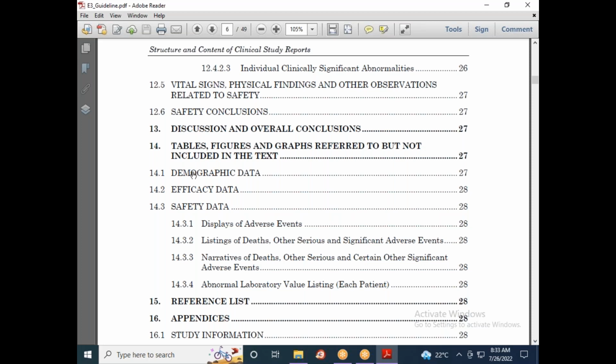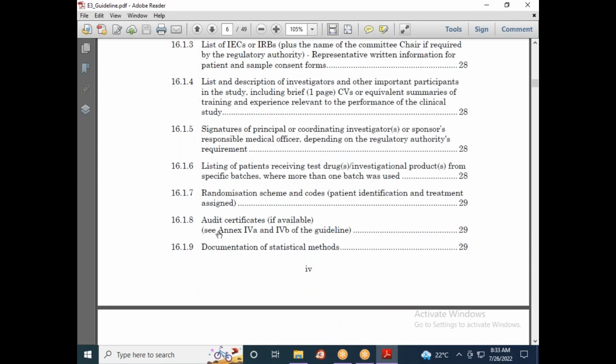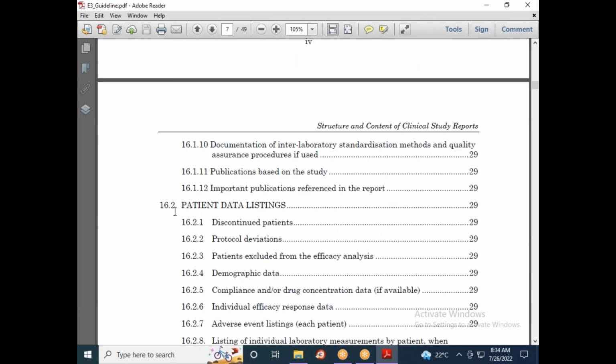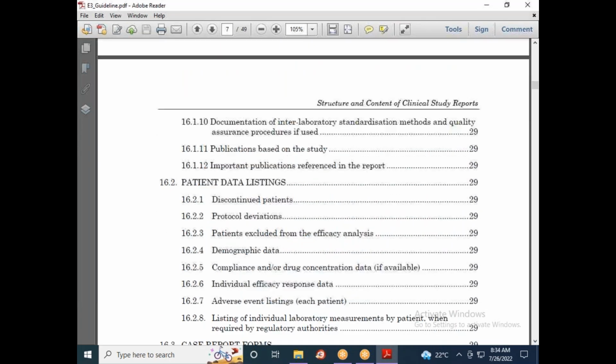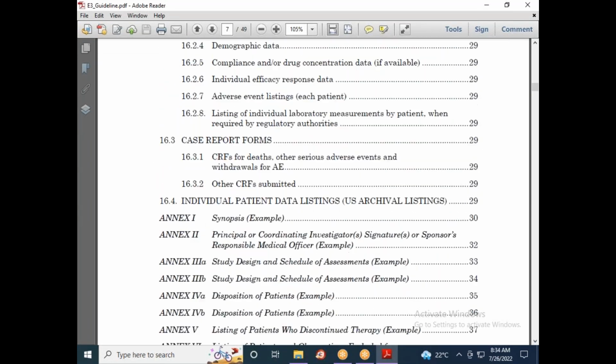Okay, and related things we keep in 16. And documentation: whenever you are applying an ANOVA, we get sum of squares, type 3 sum of squares, type 1 sum of squares, calculated values, F ratios, all that backend information will be stored in 16.1.9, documentation of statistical methods. And you will have 16.2, patient data listings. Okay, right. So this is how we present information in a CSR.